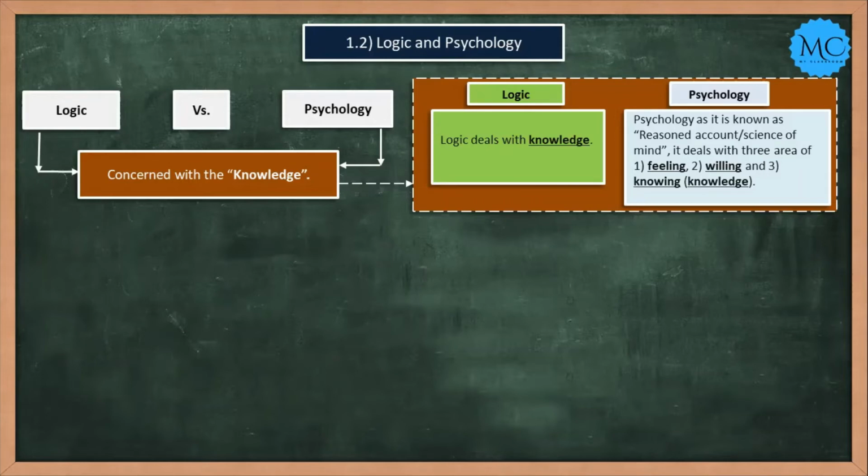To explain more about feeling and willing: if a person writes an exam and is successful, he feels happy. So feeling is a function of mind. And after feeling happy, he wants to pursue his studies further. That comes under willing. So feeling and willing are two of the functions of mind.